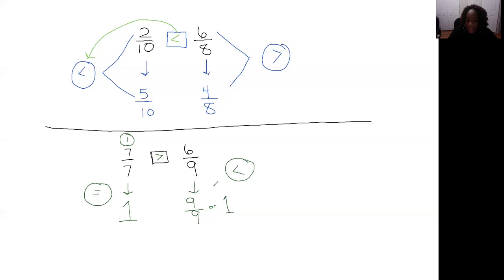Oh, 6 is less than 9. So I put a less than sign. So that also means that 6/9 is less than the number 1. So that tells me, well, if 7/7 equals 1 and 6/9 is less than 1, then this fraction has to be greater than that fraction. Understand? Hopefully you got that one.